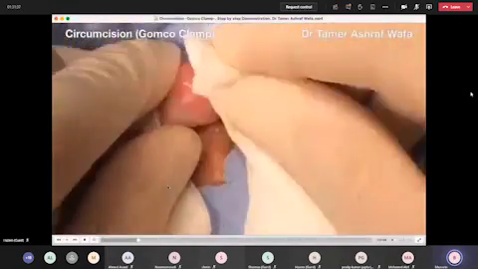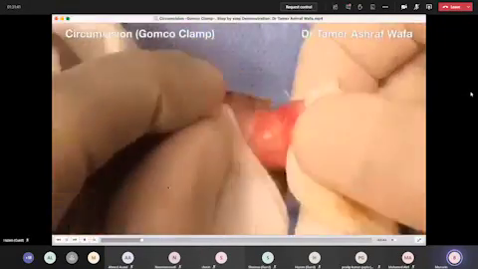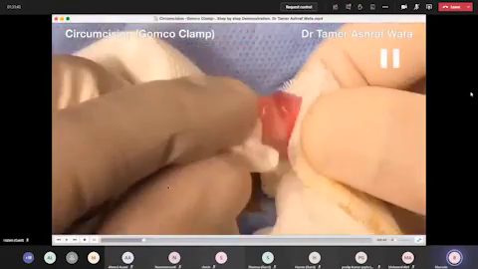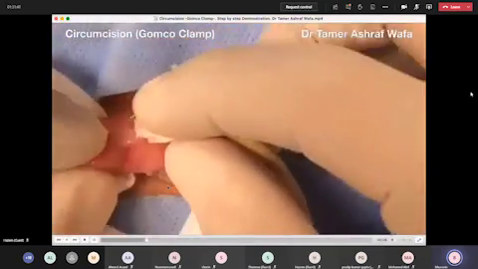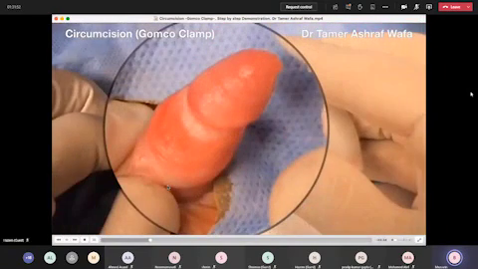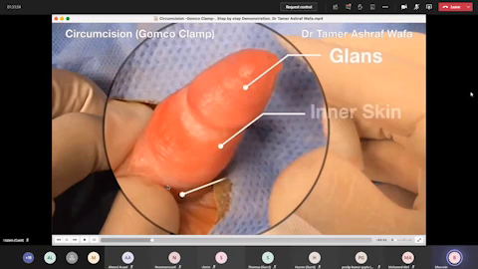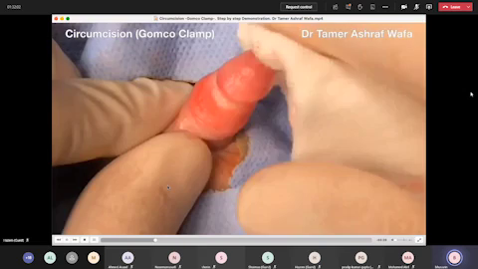We already said a lot about it. Make sure that you retract until you see the coronal sulcus. You have to see the coronal sulcus properly. You clear the smegma because you don't want the smegma interfering with any steps. You can see the mucous membrane now. The red part is the inner skin. He's made a lovely demonstration of it.